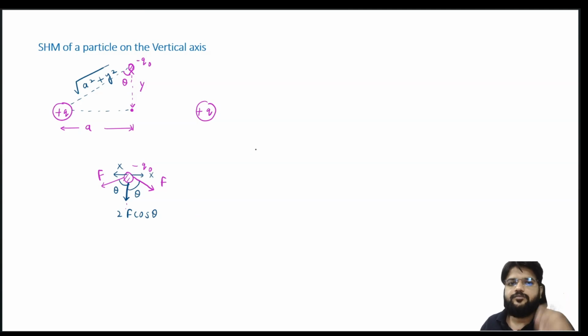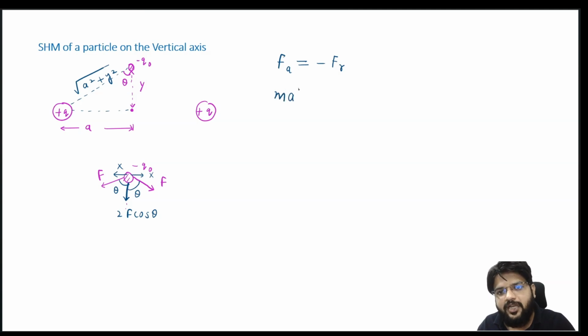Correct. Now simply we will write applied force, because if any particle is doing simple harmonic motion, then that particle should follow this equation. Applied torque is equal to restoring torque, or applied force is equal to restoring force. So the applied force here is mass into acceleration. Acceleration I am representing with a dash. The restoring force we already have, it is 2F cos theta. Now we require the F value and the cos theta value.